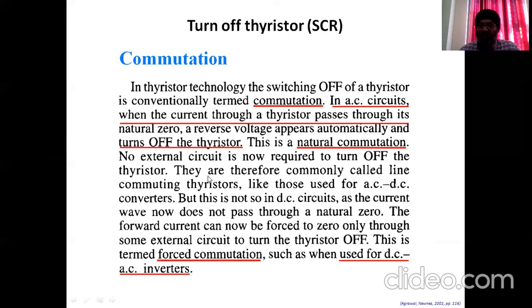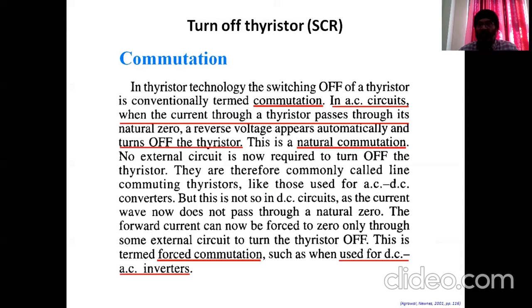In AC circuits, normally we have positive half cycles and negative half cycles. So let's say this sinusoidal wave, every half cycle, it crosses the natural zero line of this voltage. So in AC circuits, it alternates between positive and negative half cycles. When it crosses zero value, it automatically turns off the thyristor. So that is called natural commutation.